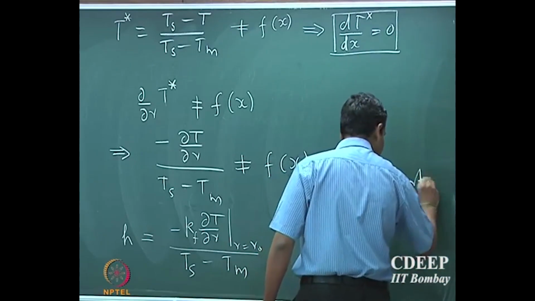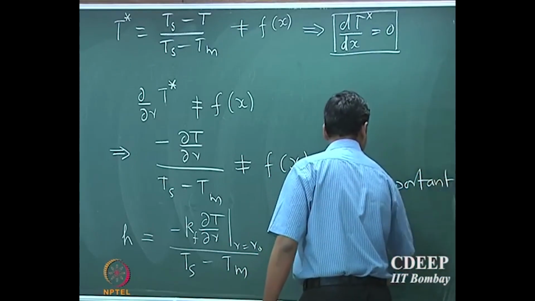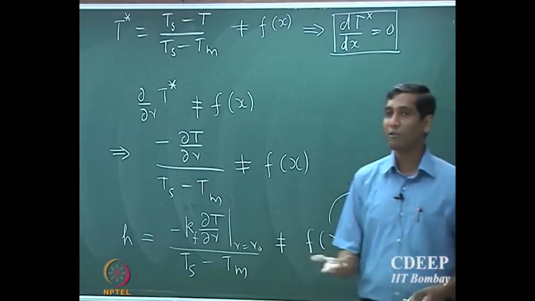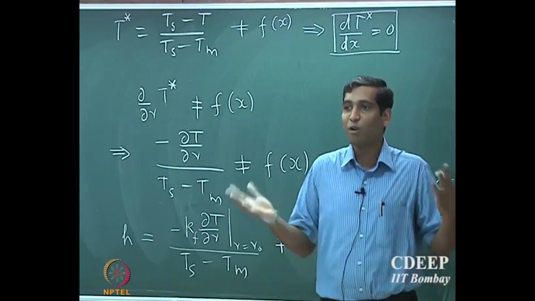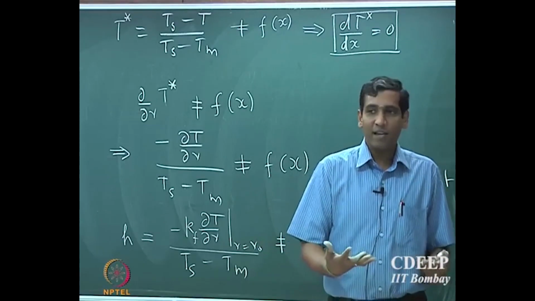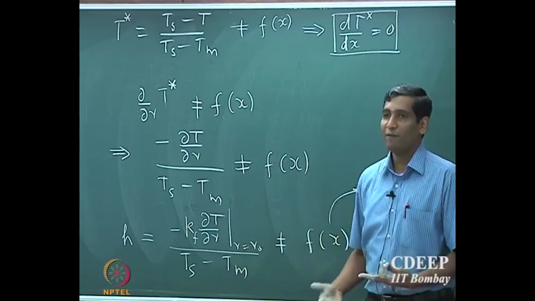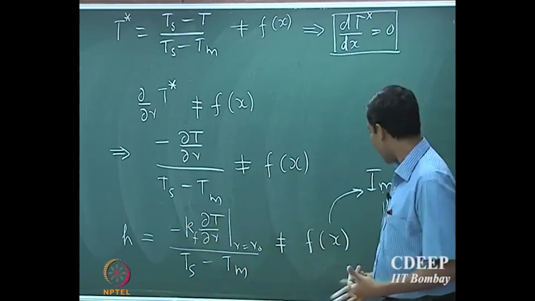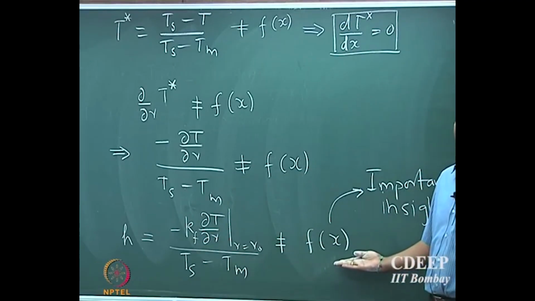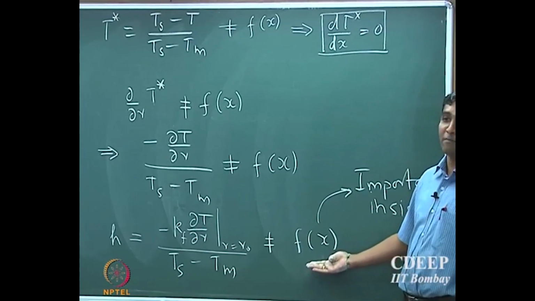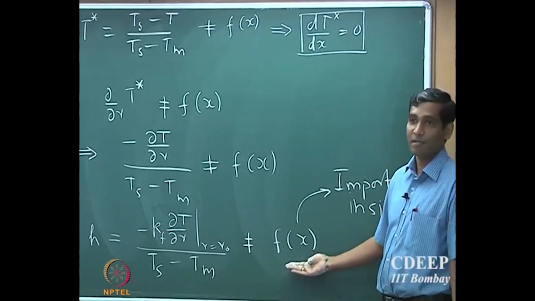So we get an important insight into the problem. Note that we have not solved the equations, we have only looked at the structure of the equation, and we have looked at what is going to be the profile of the dimensionless quantity, and from that we are able to derive an interesting insight that the heat transport coefficient in the fully developed regime is not going to be a function of the axial position. Okay.